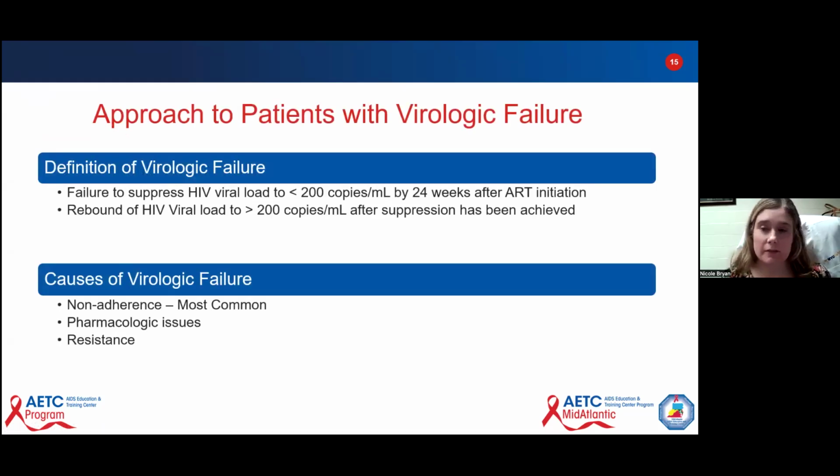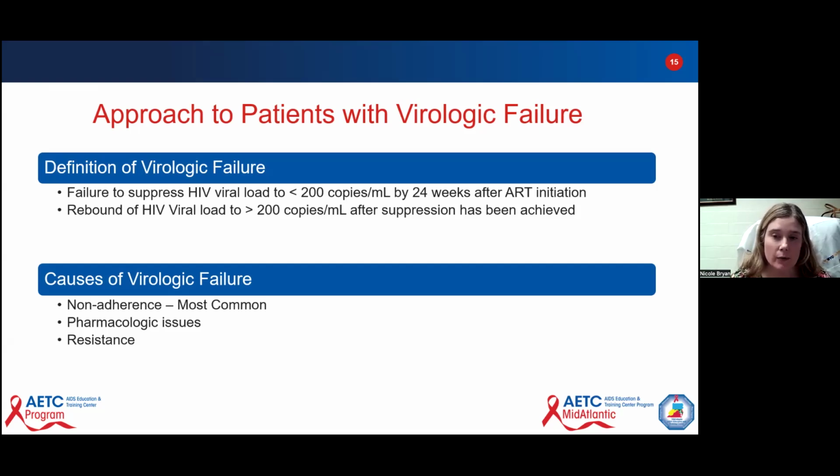So this is what we call virologic failure. Basically, a patient is on treatment, but we're seeing viral breakthrough. The definition of that is really the failure to suppress the HIV viral load, and we still use a threshold of 200 copies per mL.